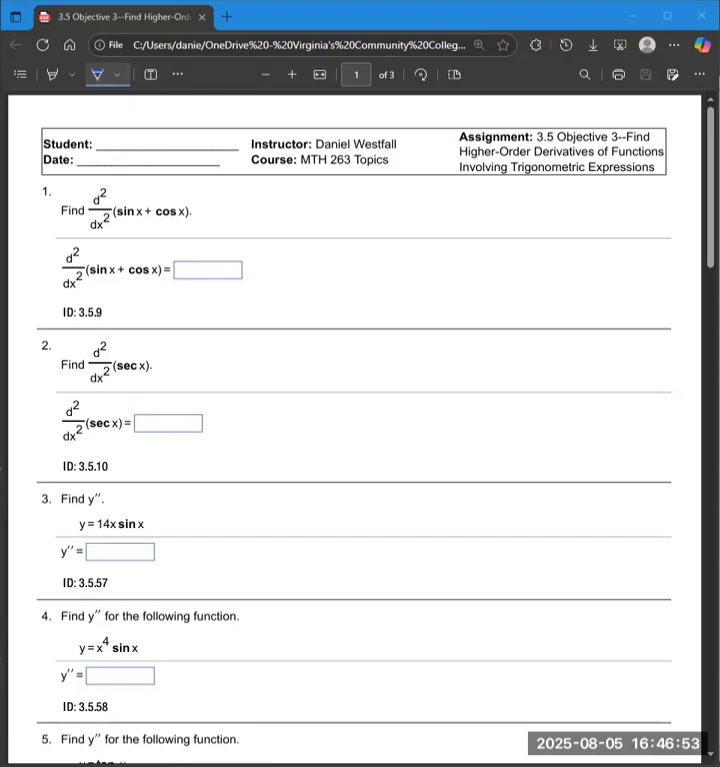To find the second derivative, which is what we're going to be doing each time, we're going to find the first derivative and then find the derivative of the first derivative. The first derivative here of sine x plus cosine x is cosine x minus sine x, and the derivative of that is negative sine x minus cosine x.